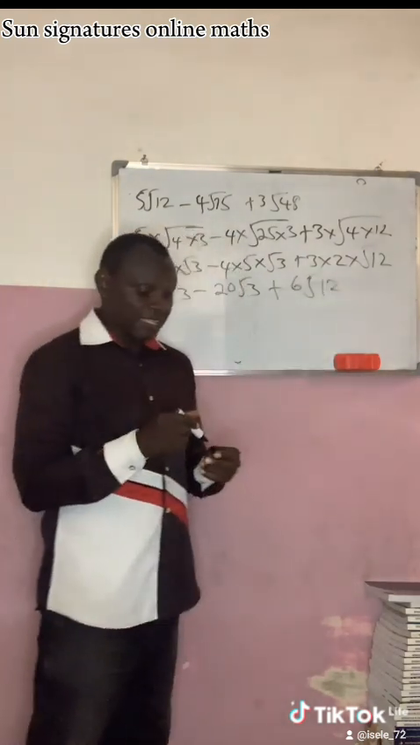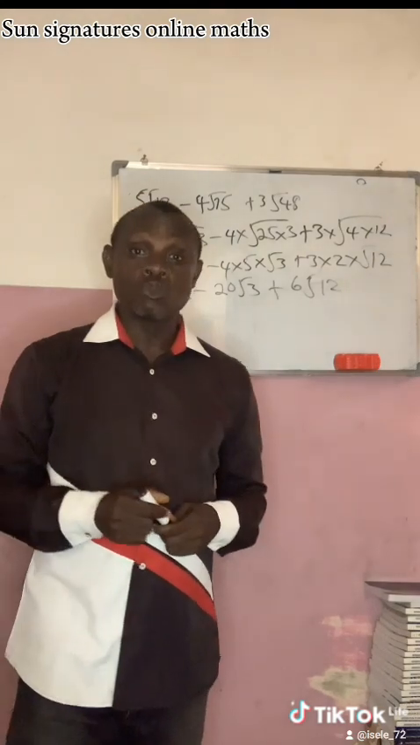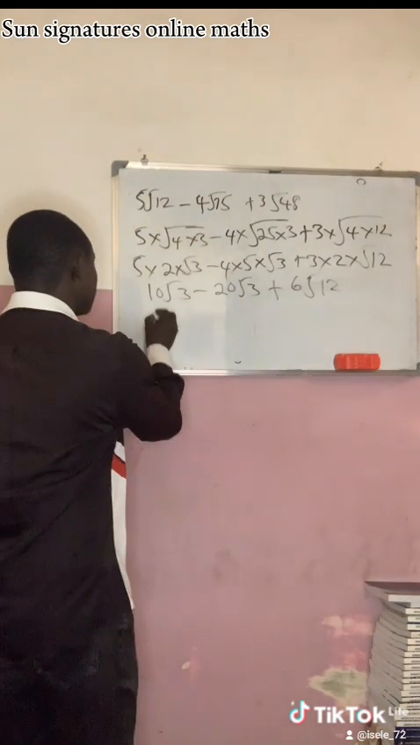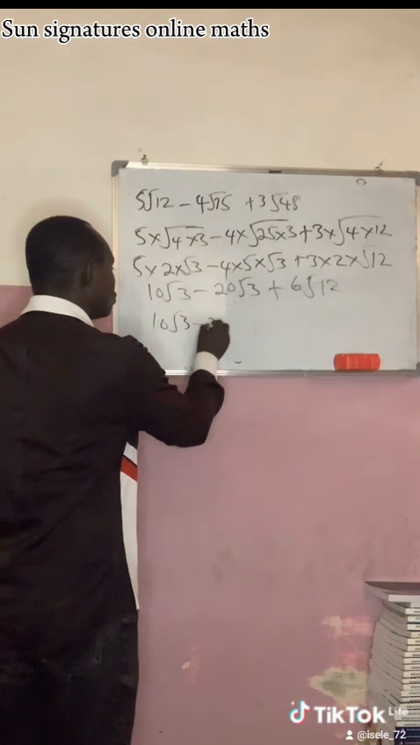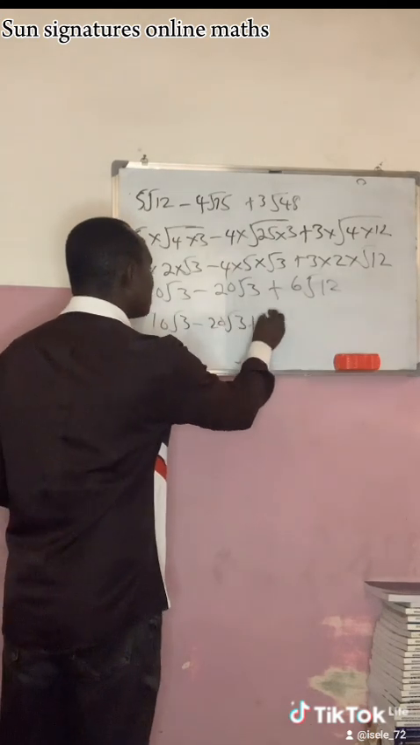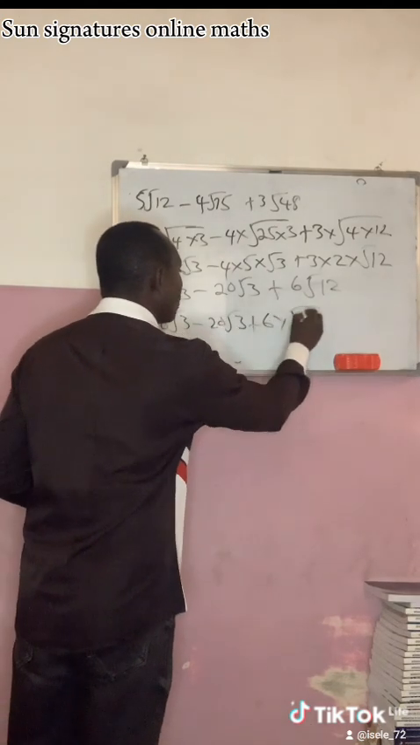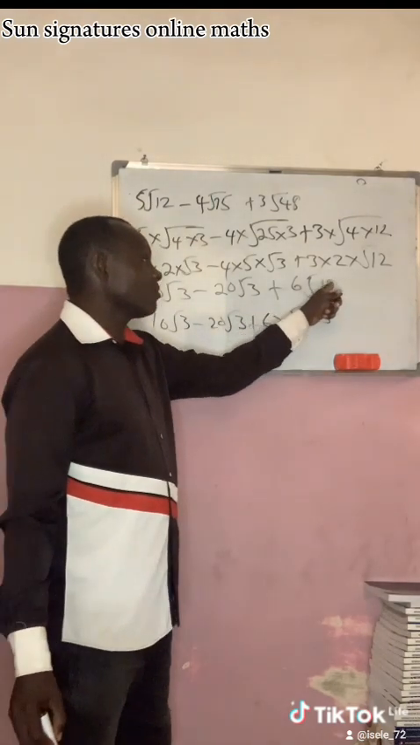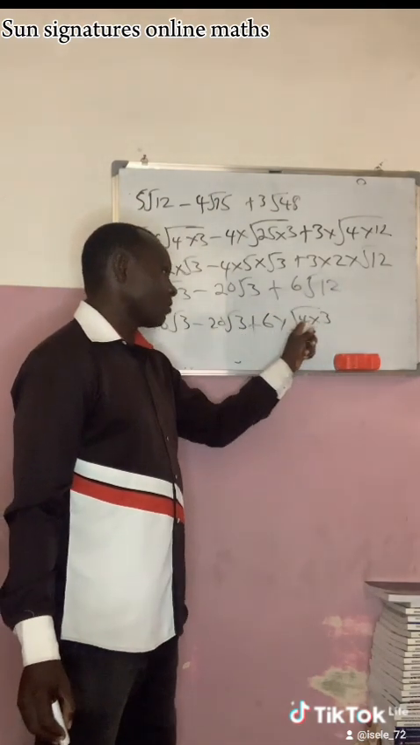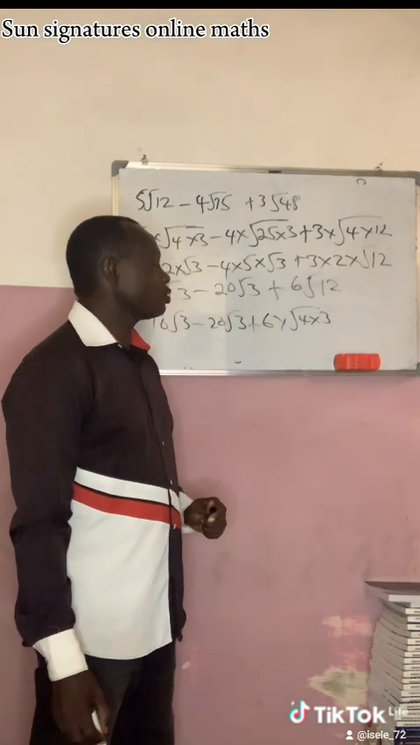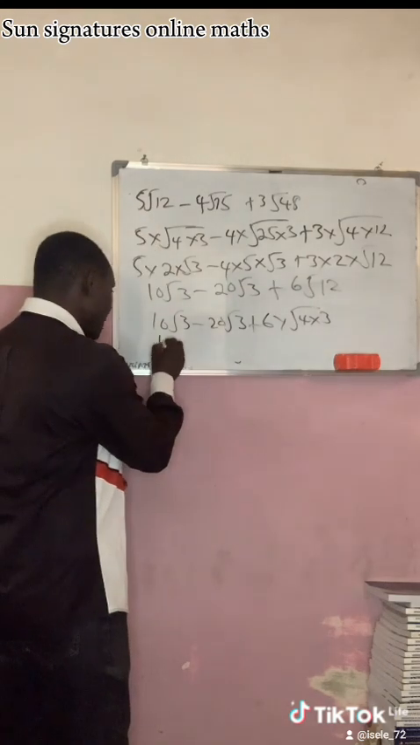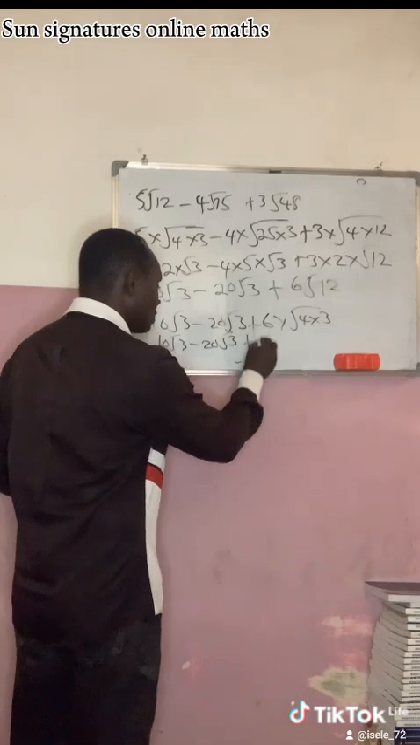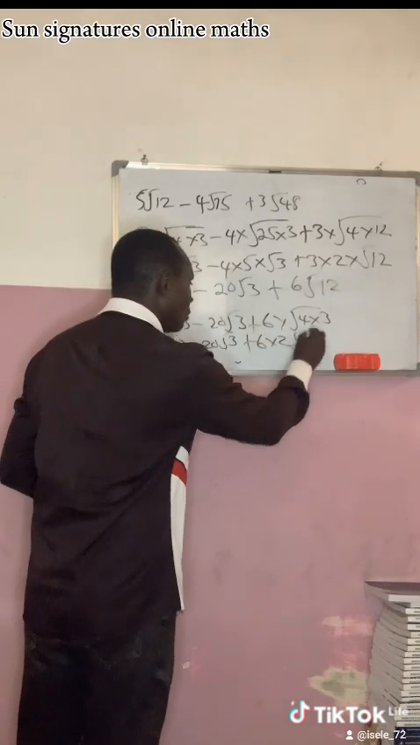But you can see that we can still break down 12. 12 is 4 times 3. So I can write this as 10 the square root of 3, minus 20 the square root of 3, plus 6 times the square root of 4 times 3. Because 12 is 4 times 3, and the square root of 4 is what? 2. So it becomes 10 the square root of 3, minus 20 the square root of 3, plus 6 times 2 the square root of 3.